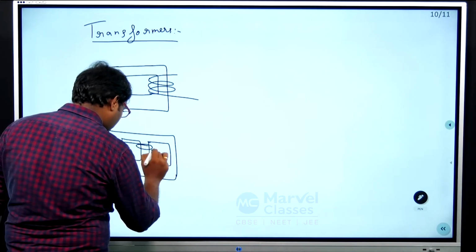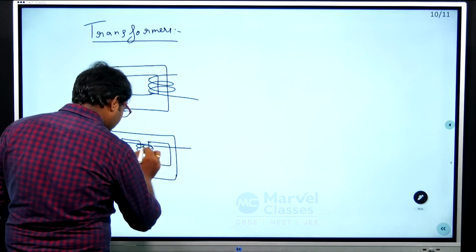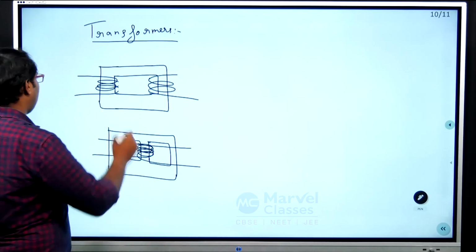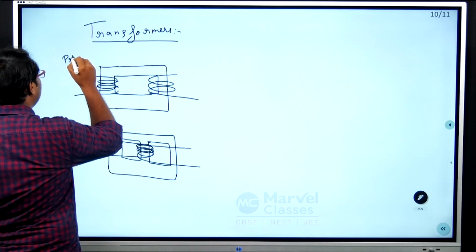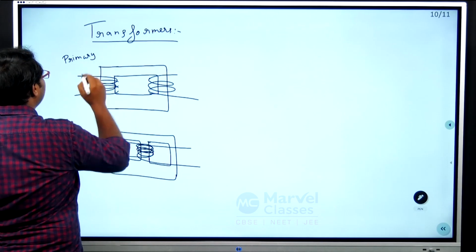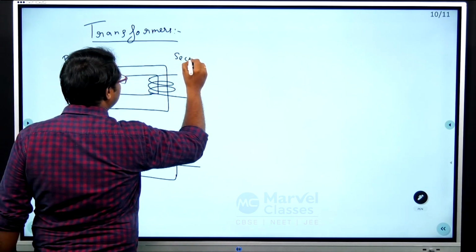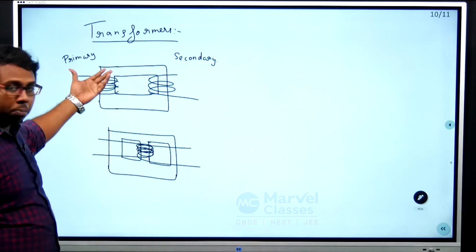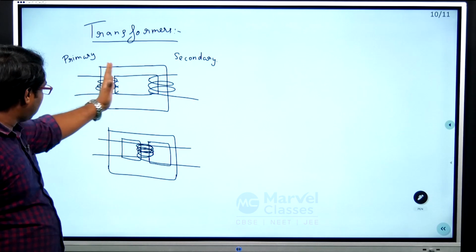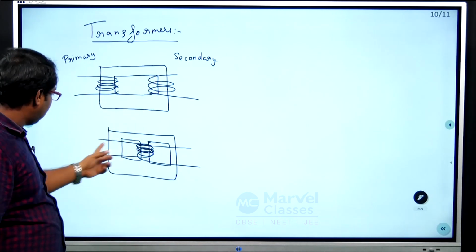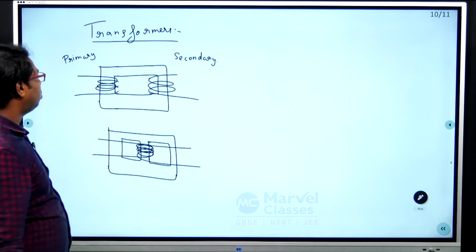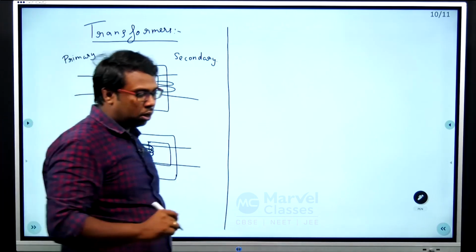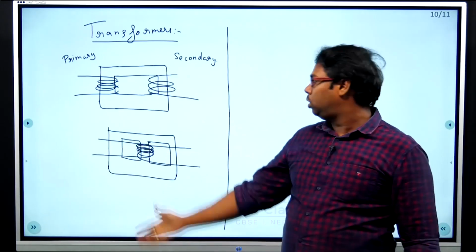Left side of this is called the primary coil. This is secondary. Here the primary and the secondary coils are kept aside, and here the primary and secondary coils will actually overlap. These are the two types. You can just ask me a question, sir, what is the primary difference between these two transformers?